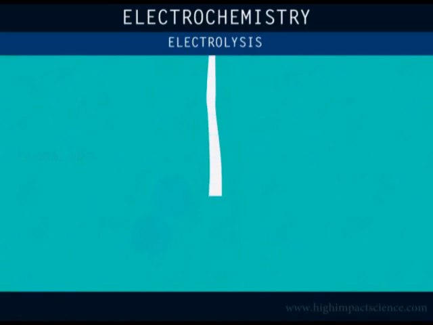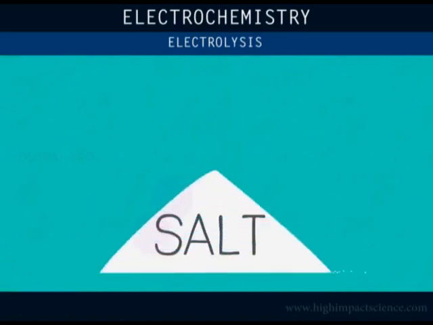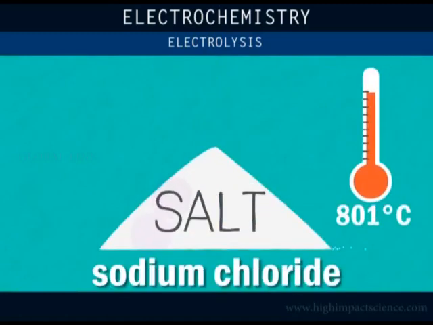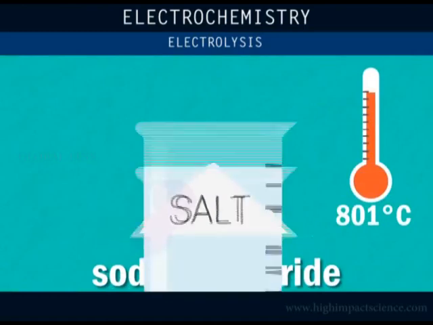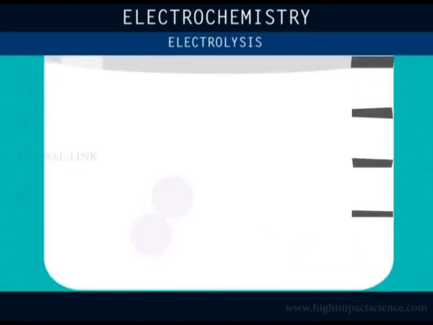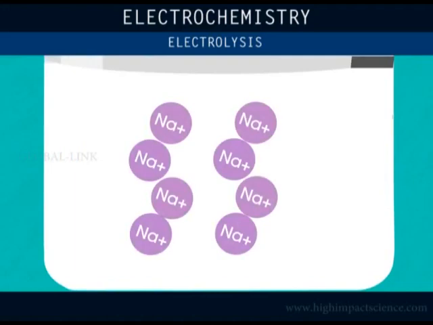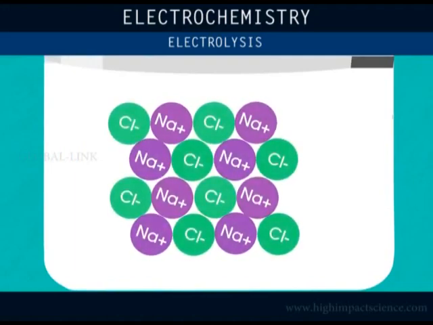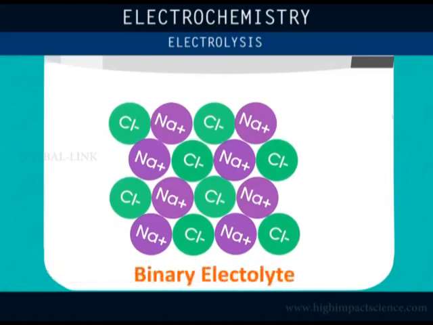Take an example of table salt. If you heat sodium chloride to over 800 degrees Celsius, it will melt. The liquid will contain free-floating positive sodium ions and negative chloride ions. Because there are only two types of ions, this is called a binary electrolyte.